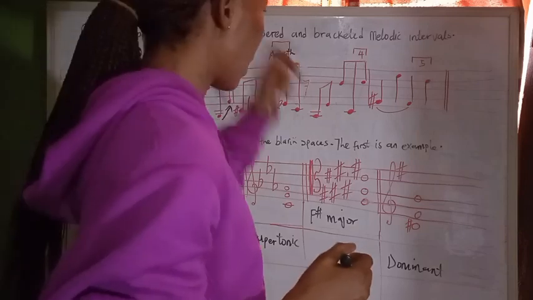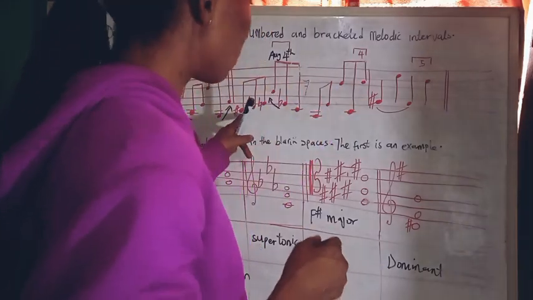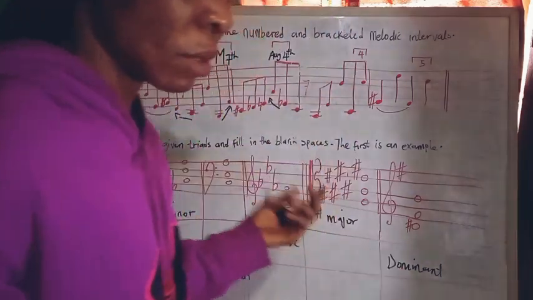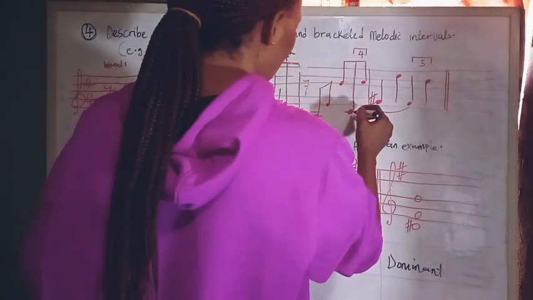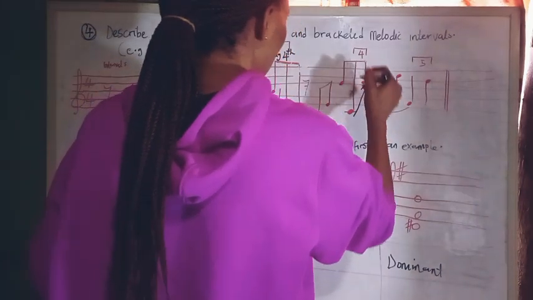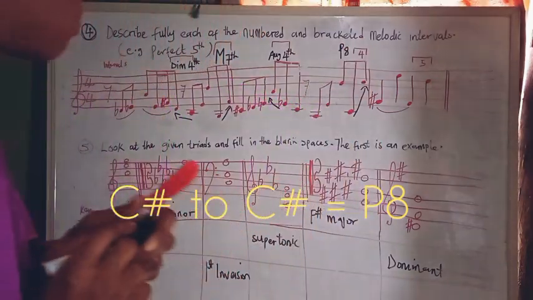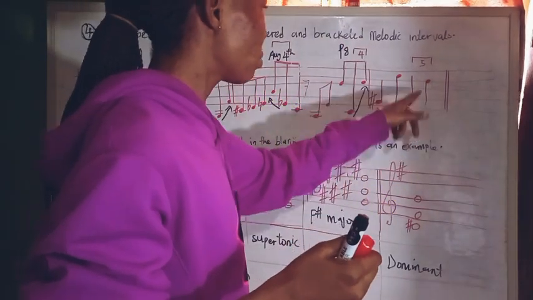The next one here is C sharp to C sharp. Remember C was sharp here, so it affects the C. What's the distance between C sharp to C sharp? Simply, it's just an octave, so it's a perfect octave. So the distance between them is a perfect octave.